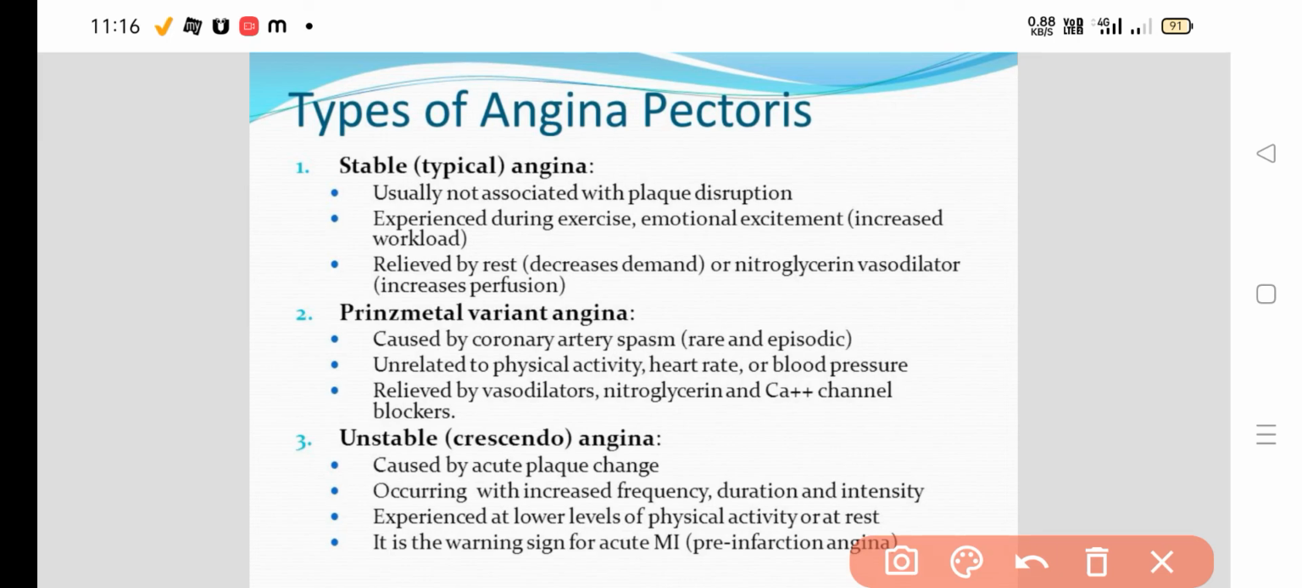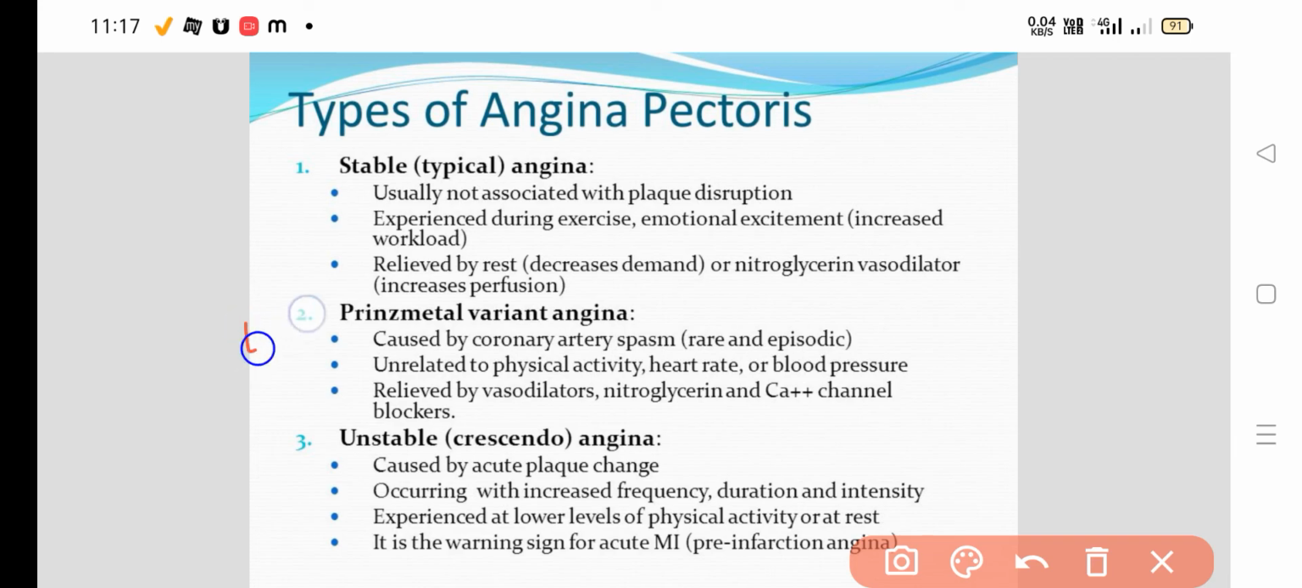It is caused by acute plaque change, or associated with plaque disruption. The atherosclerotic plaque is not smooth; the margin and surface are irregular and abraded, so circulating platelets get deposited. There is superadded fibrin and formation of thrombus, and it is the warning sign of acute MI, or pre-infarction angina.